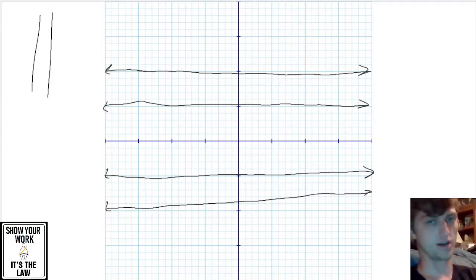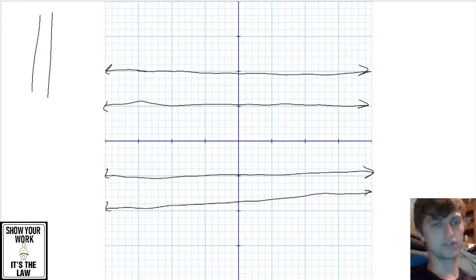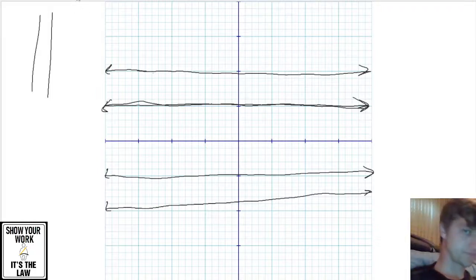They will never cross, with one exception. If the two lines are on top of each other, they are also considered parallel, but they're also basically the same line. So it's just a special case. But perpendicular is different.